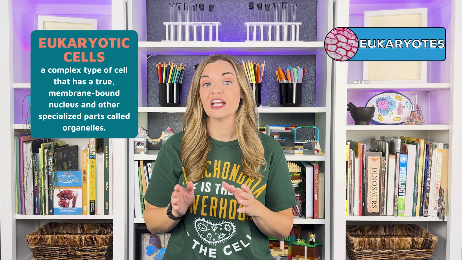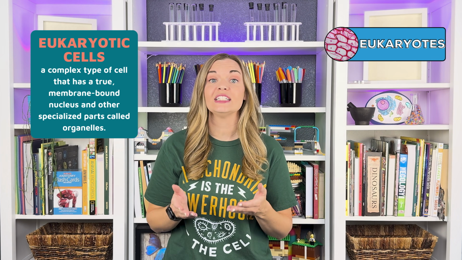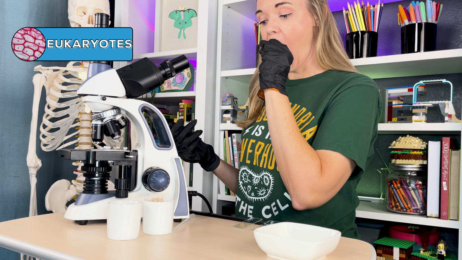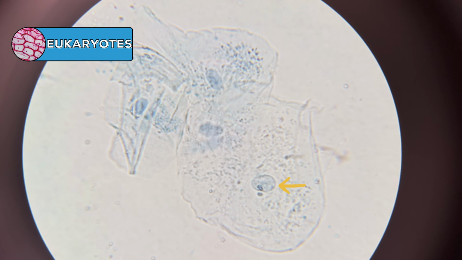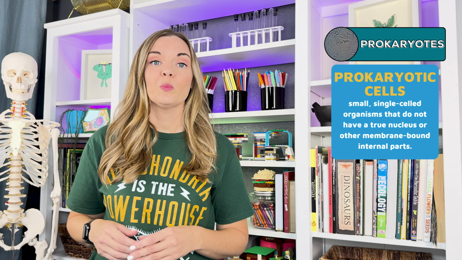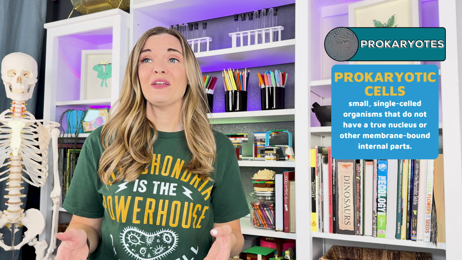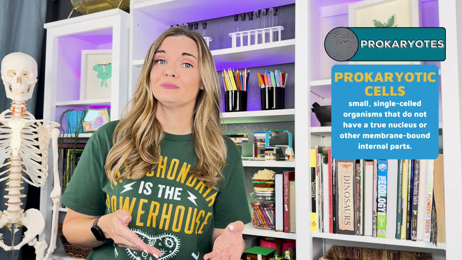They have a defined nucleus, usually near the center of the cell. We can observe this back with our onion cells, and then again here with the skin cells from the inside of my cheek. Prokaryotic cells don't have a defined nucleus. Their name actually means pre-nucleus.